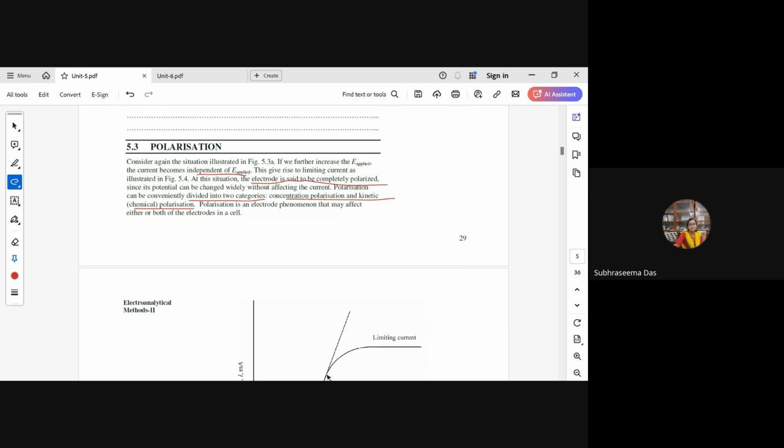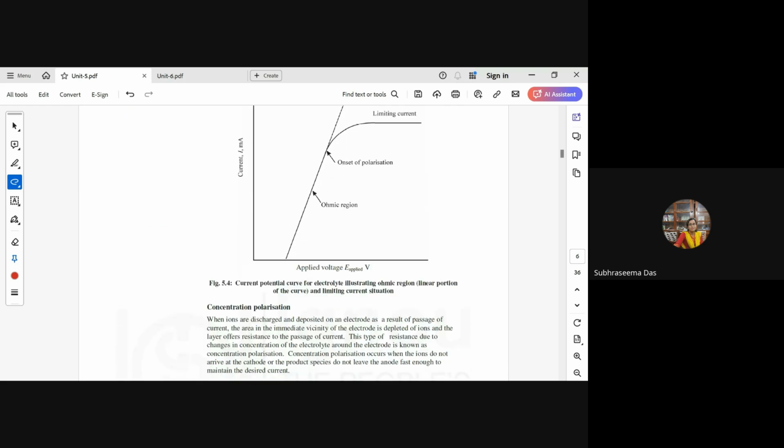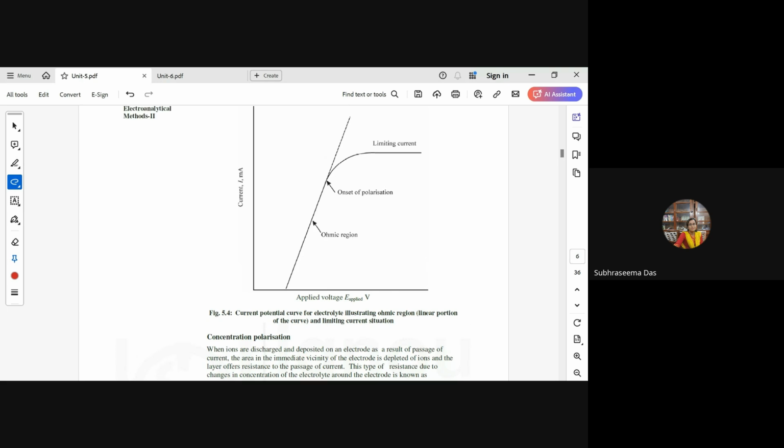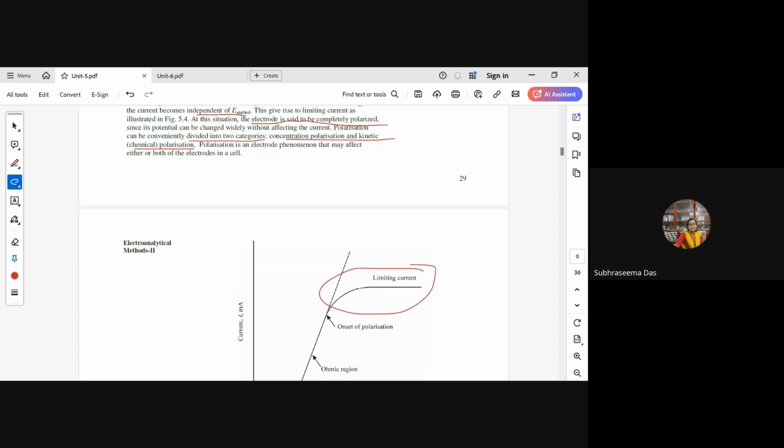Discussing polarization further, from figure 5.4 we have a current versus potential plot, and the position of the limiting current is indicated here. This is a very important point in electrogravimetry. As we talked about, there are two types of polarization: concentration polarization and kinetic polarization.